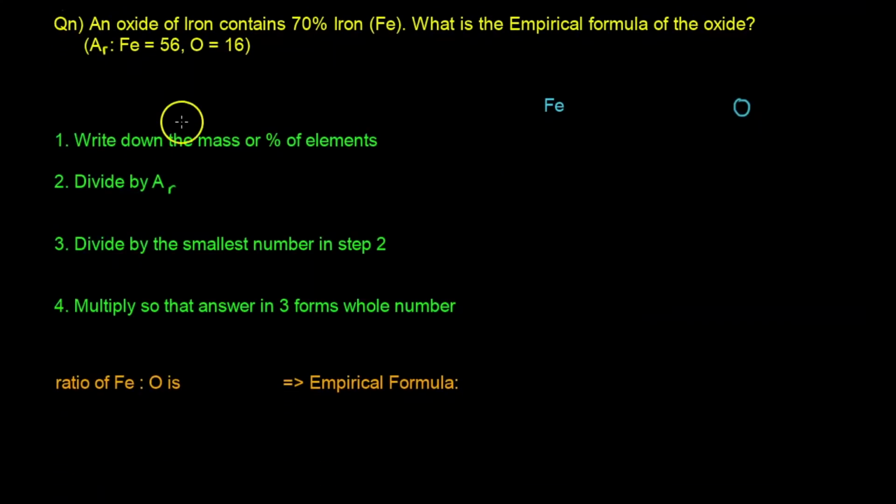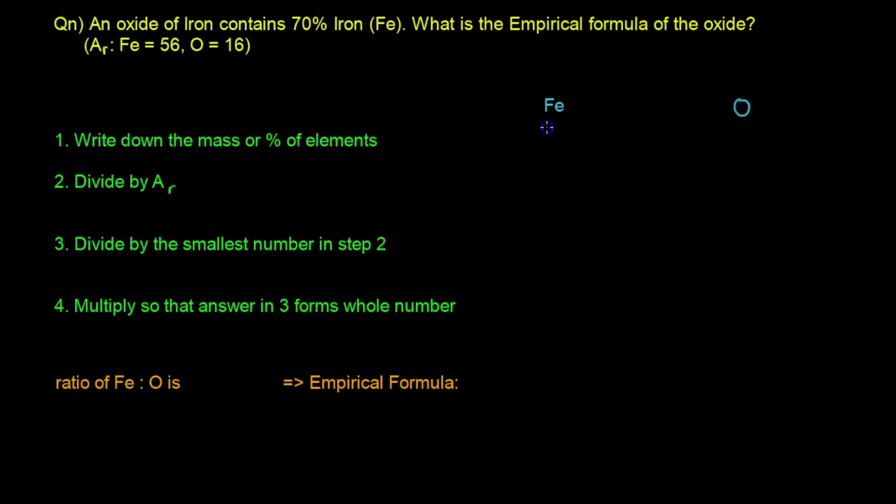So this one: an oxide of iron contains 70% iron. What is the empirical formula of this oxide, given that the relative atomic mass for Fe, iron, is 56, and O is 16? This can be obtained in the periodic table as well. So the first step is to write down the mass or percentage of elements. We can see that they have given us percentage and not mass. So just write this down.